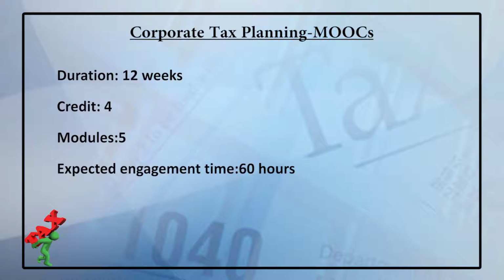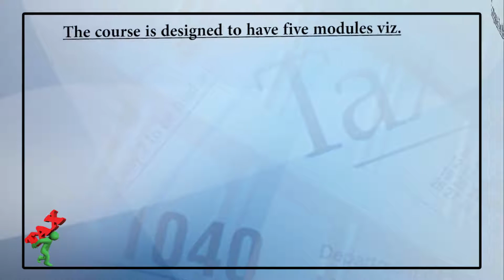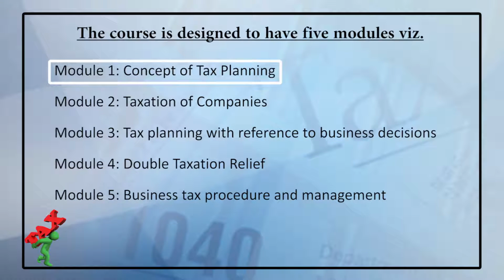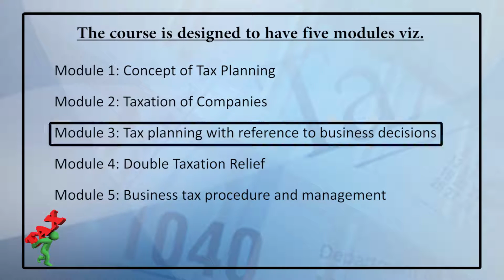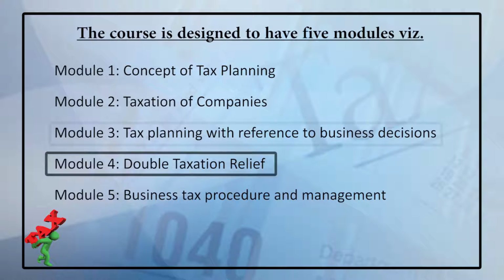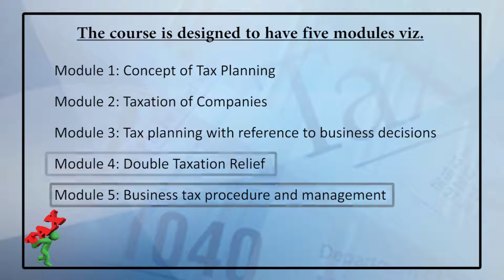This particular course is a 4-credit course. The duration will be 12 weeks and the expected engagement time would be 60 hours. The course is designed to have 5 modules: concept of tax planning, taxation of companies, tax planning with reference to business decisions, double taxation relief, and business tax procedures and management.